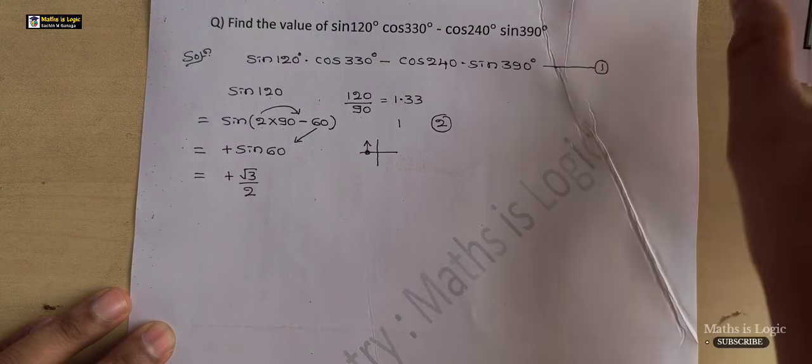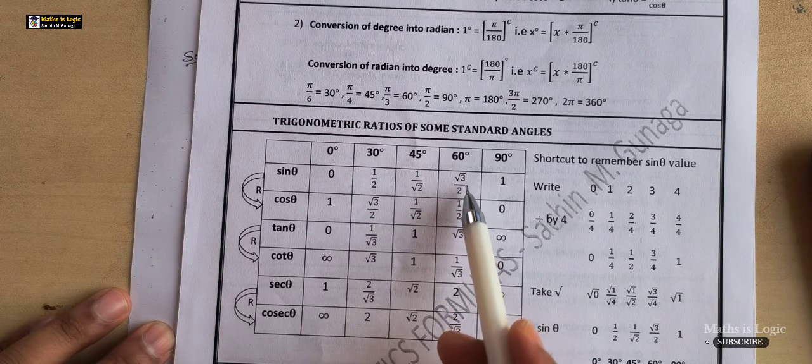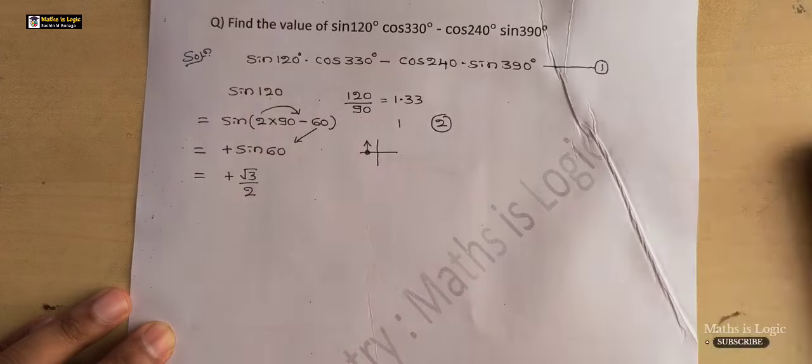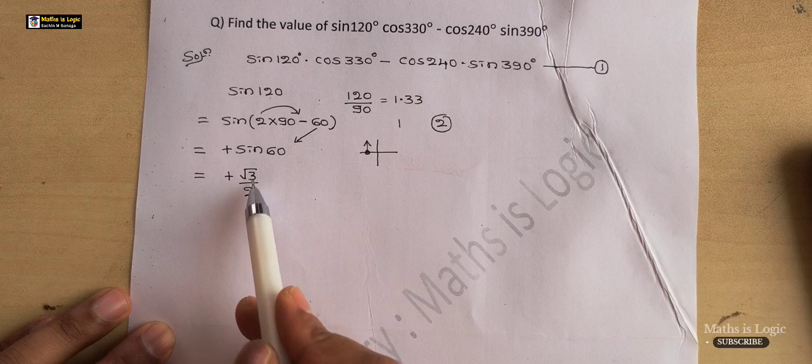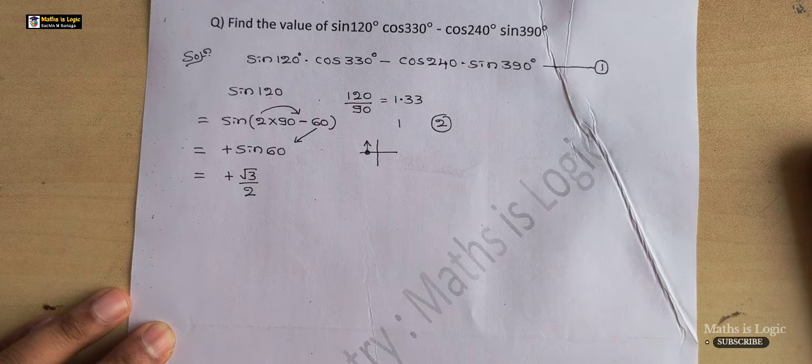Next see the trigonometric standard angle table, sine 60 degree is root 3 divided by 2, therefore final answer root 3 divided by 2. This is the value of sine 120 degree.